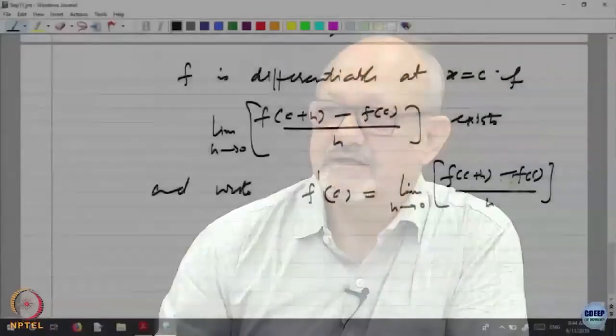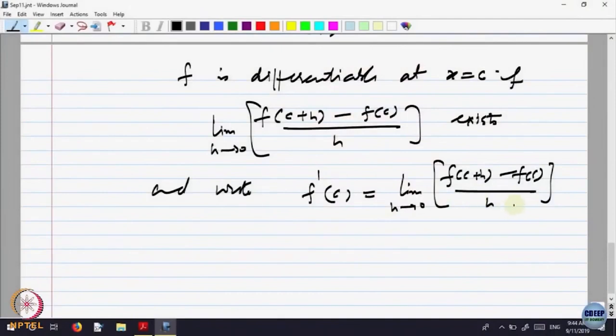So, that is again f of c plus h is the distance at time point c plus h, f of c is, right. So, there is a distance covered in time h. So, this is the average from c to c plus h, and take that average to be the limit of that as h goes to 0. So, the average at that moment you will call your speed. So, in physics that gives you the notion of speed, right.